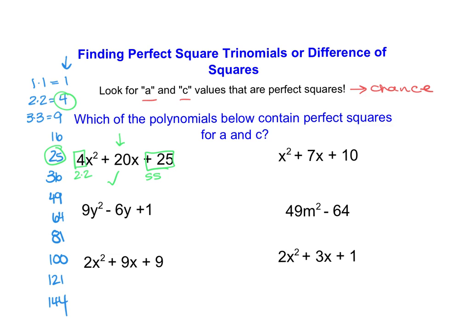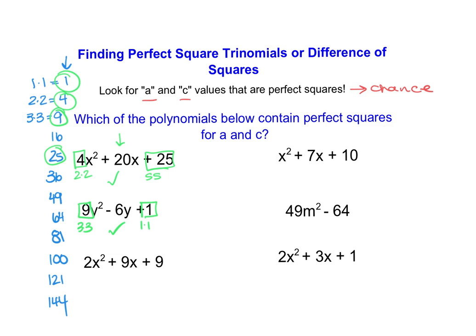If I look beneath that, I see that I have 9 for my a value and 1 for my c value. And if I look over here, again, I see 1 and 9 are both perfect squares. 9 is 3 times 3, and 1 is 1 times 1. So this one, again, has a chance of being a perfect square trinomial or a difference of squares.